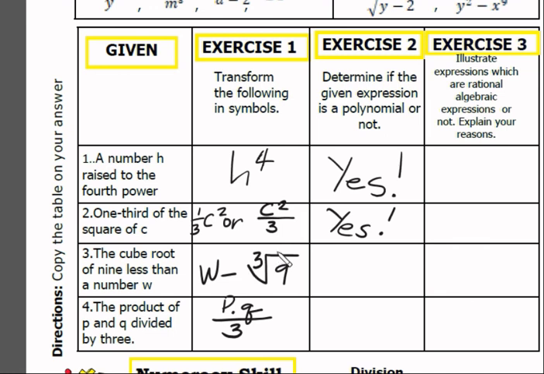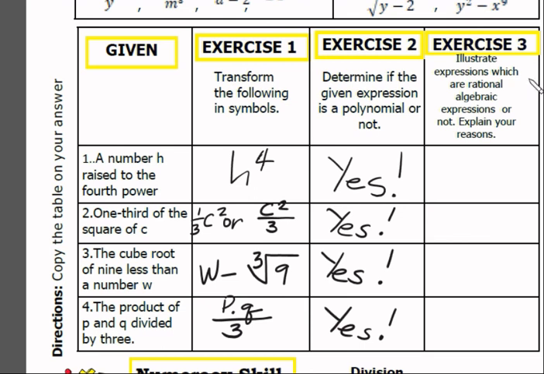How about here? Although this involves a radical, the cube root of 9, this is just a constant, no variable. So this is also a yes. A yes. 3 yeses. How about here? The product of p and q divided by 3. It has a denominator 3, but 3 is a constant. So it is also a polynomial, and it is a yes. 4 yeses. We move on.